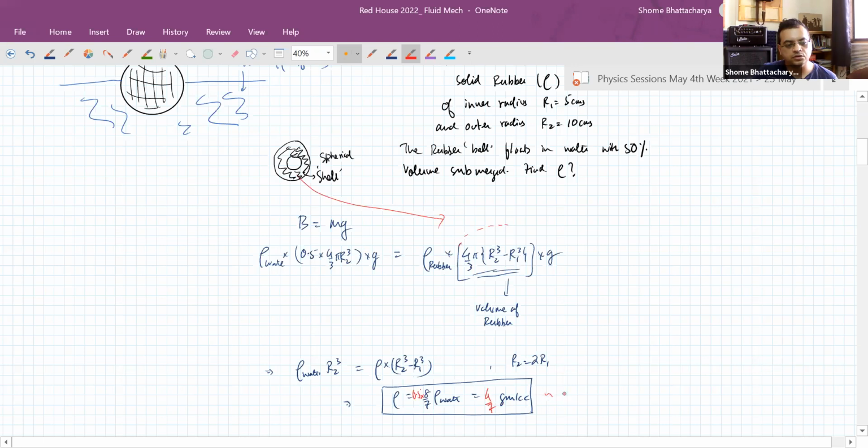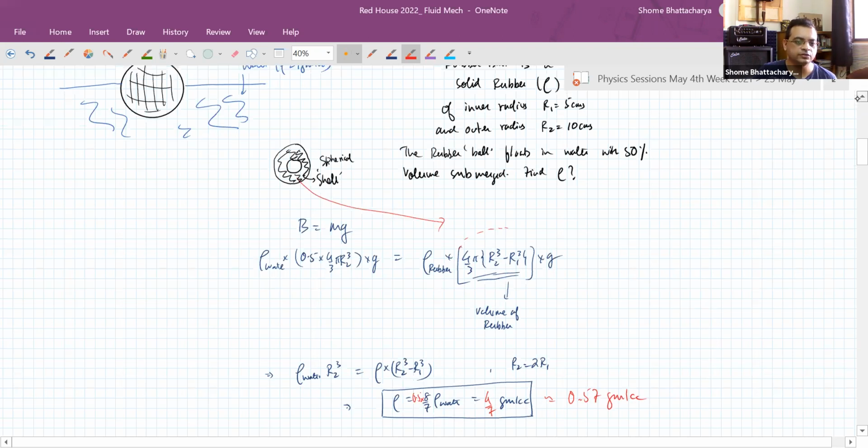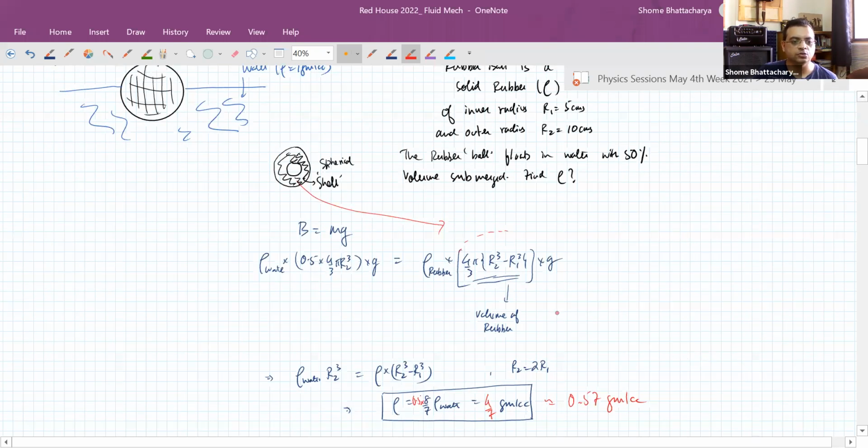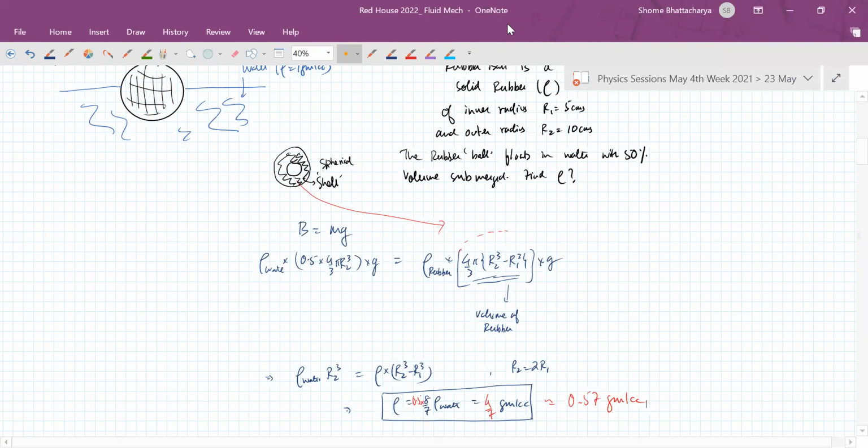So that is approximately. But it doesn't come out to be 0.5, because 0.5 would have been the case where a solid rubber ball was floating with 50% submerged. This is a hollow ball, so its average density is somewhat greater than this. Okay, so this is clear now.